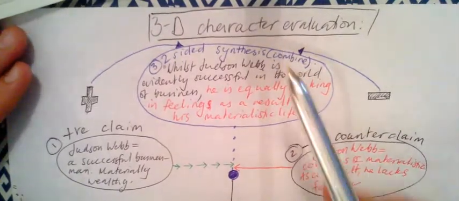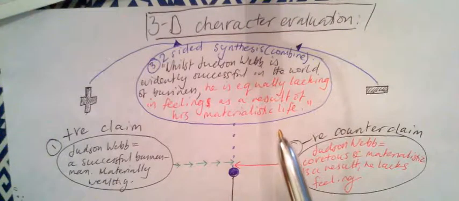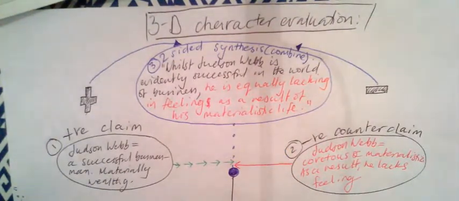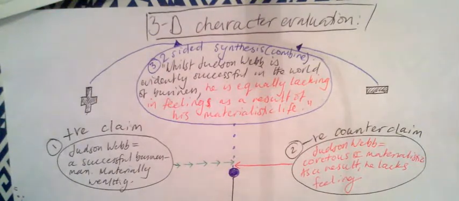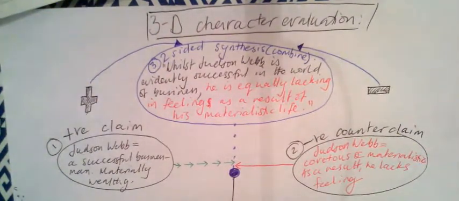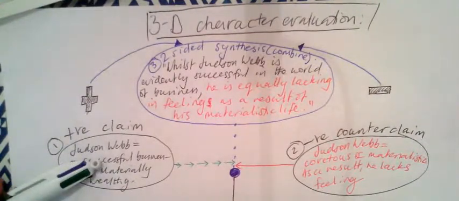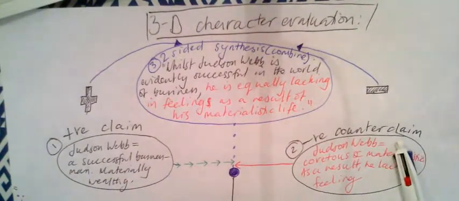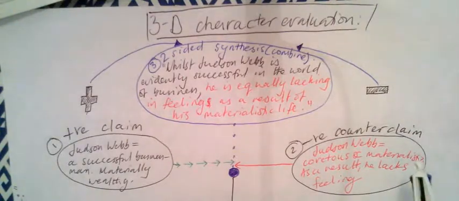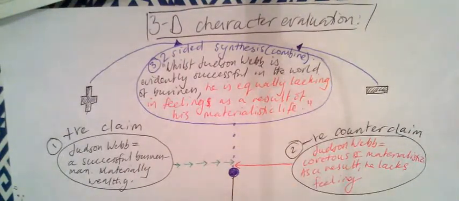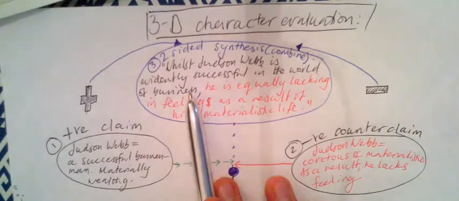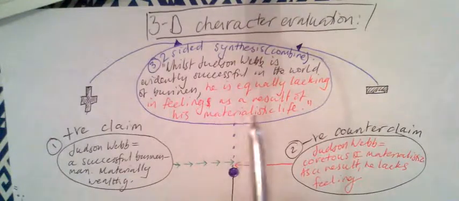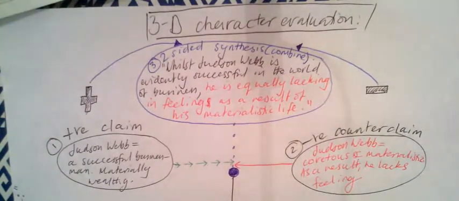And what this means is that we're not saying something straightforward in one sentence, just simply Judson Webb is a successful businessman, or Judson Webb is evil and he's materialistic. It's giving us a three-dimensional approach to his character that takes into account the positive elements of his character, even with someone like him who is clearly unpleasant, but then equally takes into account the negative, opposite of those positives, so that what we end up with is something much more complex and subtle. Judson Webb is successful in the world of business. He's equally lacking in feelings as a result of his materialistic life. We've got two ideas being slammed together here to make a very much more precise statement about his character.